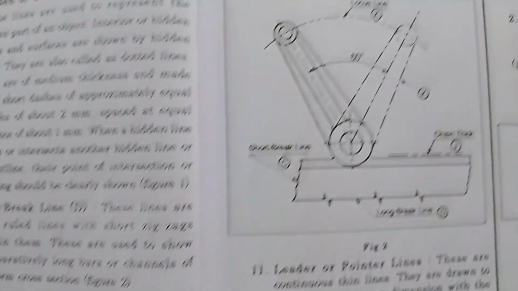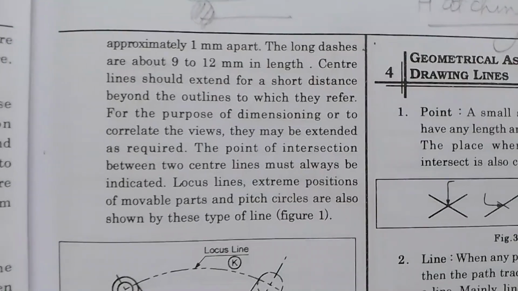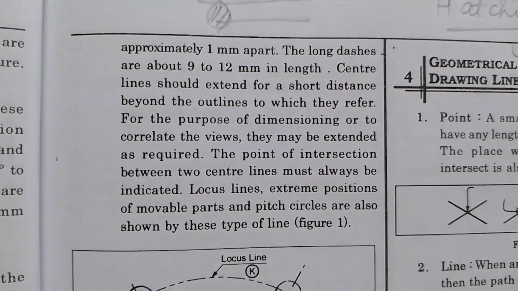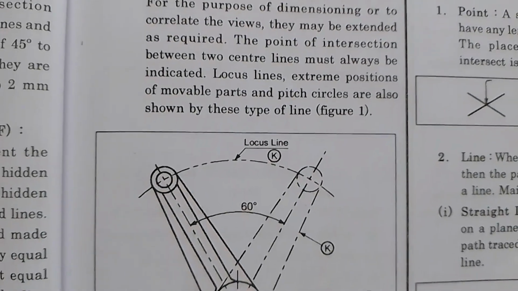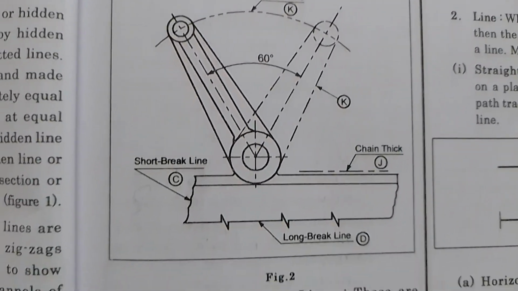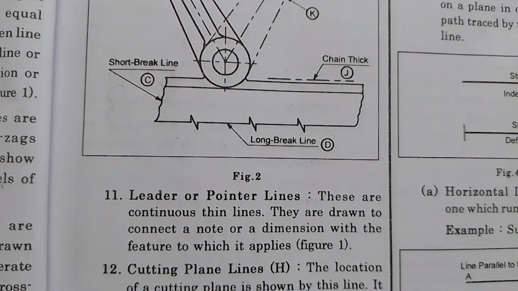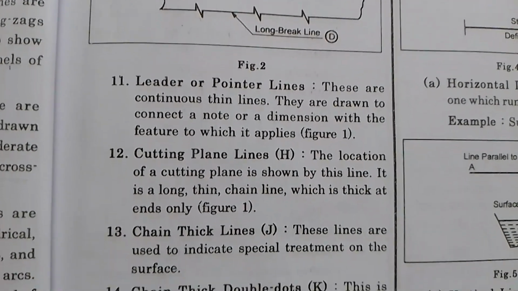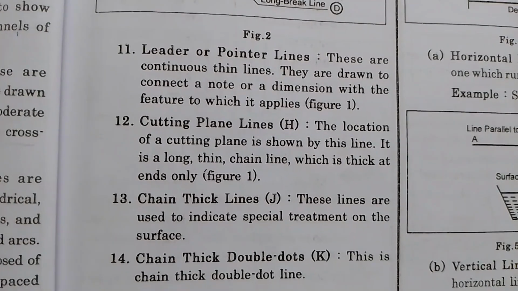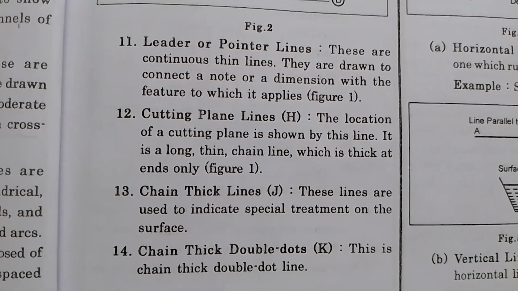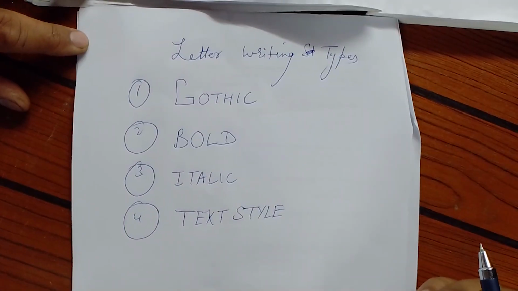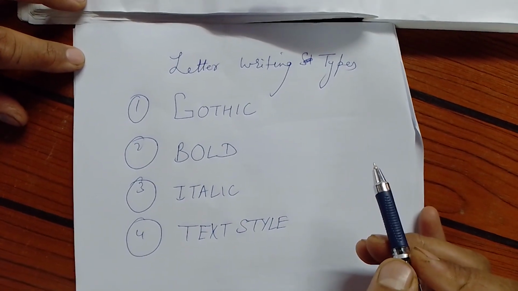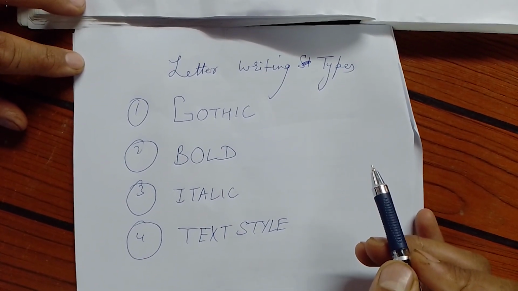You can take the screenshot and you can read from here, which I have already discussed. Leader or pointer lines, cutting plane lines, chain thick lines, chain thick double lines we have already discussed. Now we are discussing the letter writing types.